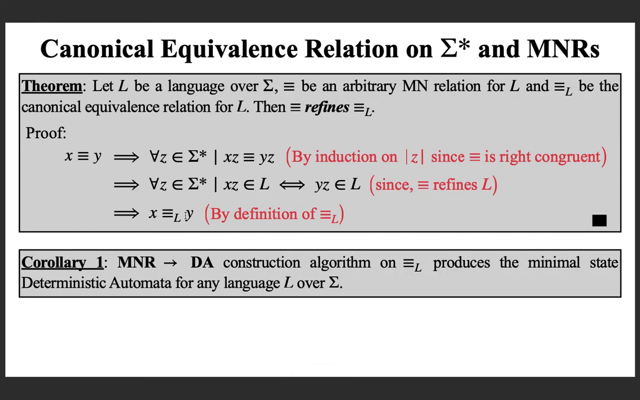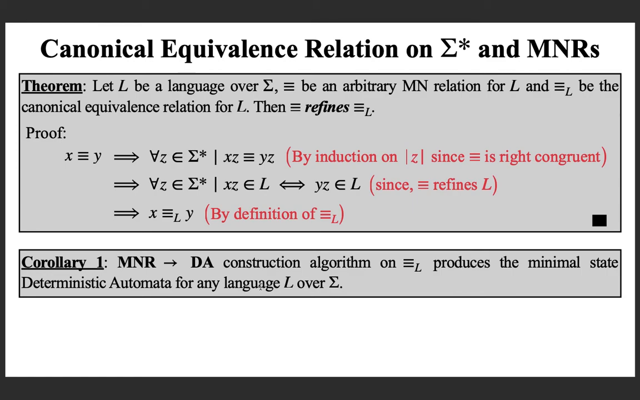And there are some nice corollaries. The first corollary of this theorem is that the construction that we discussed, which constructs a deterministic finite state automaton from the Mn relation, if you apply it on this canonical relation, produces the minimal state deterministic automaton for any language over sigma.